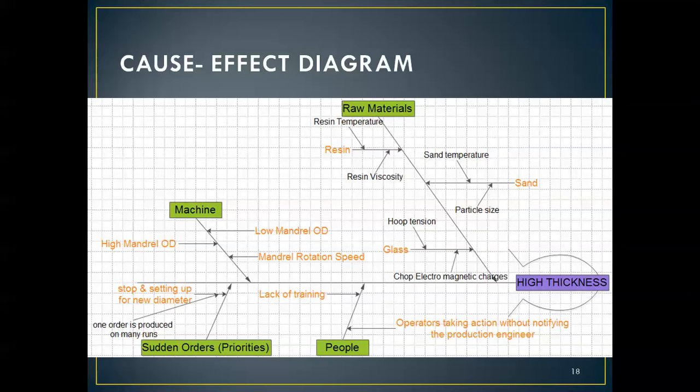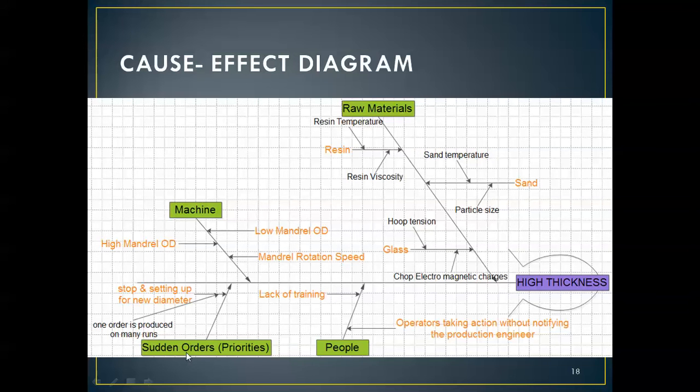For glass, hoop tension on the machine will play a major role, and the Chub electromagnetic charges that are created when we cut the glass rovs. Some magnetic charges will be created, and because of this, sometimes the Chub will get stuck on the plate while it is going to the pipe. It will get stuck and not go to the pipe. This will cause some variation in the Chub amounts. For the machine, the high mandrel OD, outside diameter, and the low mandrel OD, and the mandrel rotation speed also, these will play major roles in the thickness.